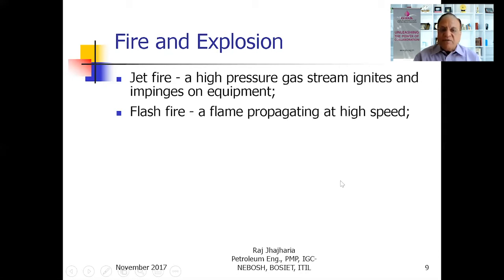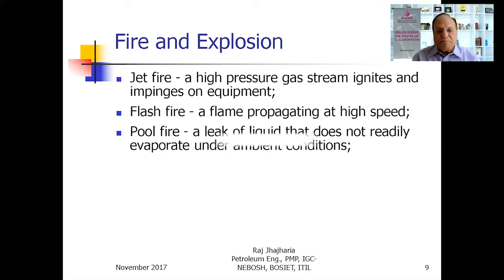Flash fire. This is a flame propagating at a very high speed, just like lightning. You have a flash, just like on a frying pan. Sometimes when you have a very high flame on the cooker and you put some oil, it suddenly flashes, it catches fire, and that flash is for a moment, but it's a very, very high propagating flame.